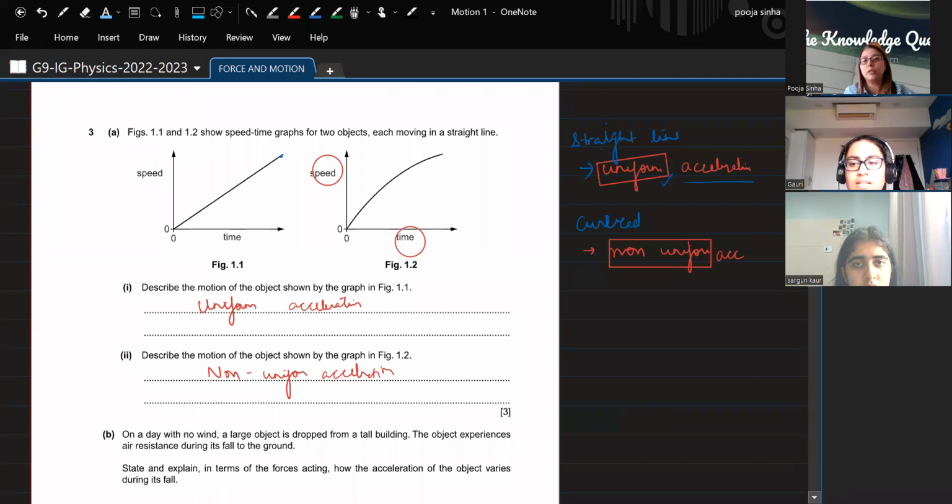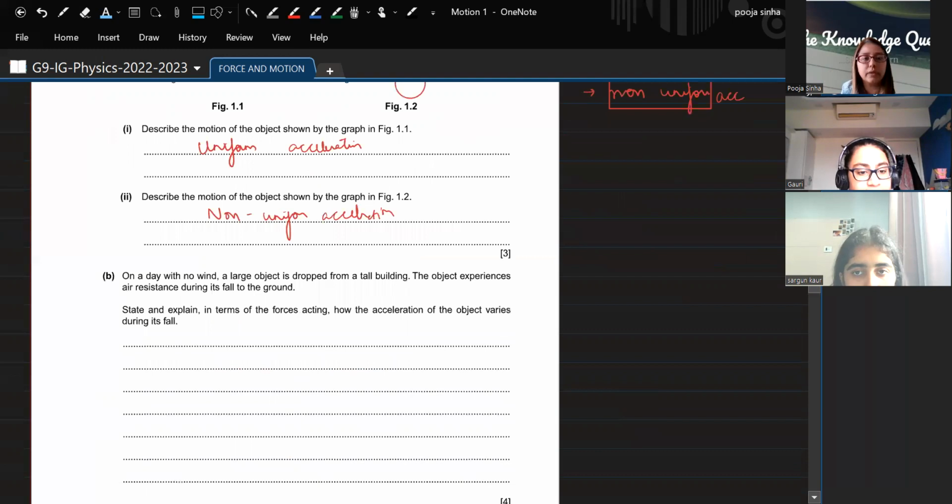Sometimes the question will write constant. You should always use uniform and non-uniform. But if the question says constant, do not get hassled about why it didn't write uniform. You should use uniform. But if you use the word constant, there's nothing wrong in that. Alright? Moving ahead.